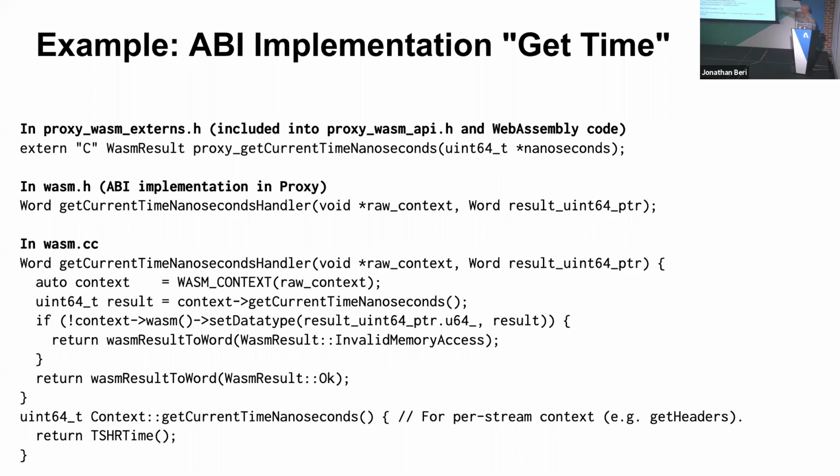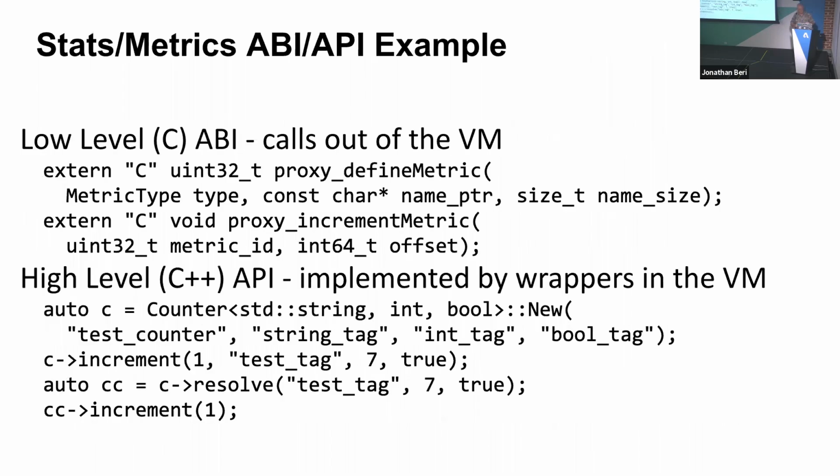And then you have to validate the memory address that was passed to you, and then set the data into the VM. And if there's a problem setting the data, you have to return an invalid memory access to the VM. The implementation of get current time in nanoseconds is not context dependent, it's just grabbing the time from the system.